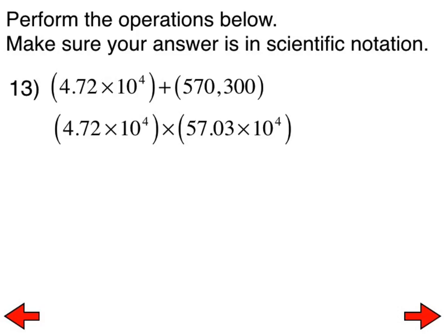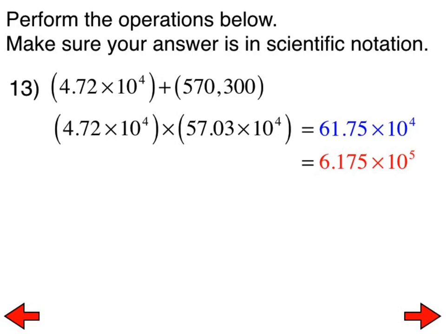From there, I don't know why that says multiplication. It should say addition right there. And then from there, we deal with our 4.72 plus 57.03, which is 61.75 times 10 to the fourth. Now I need to turn that into scientific notation.